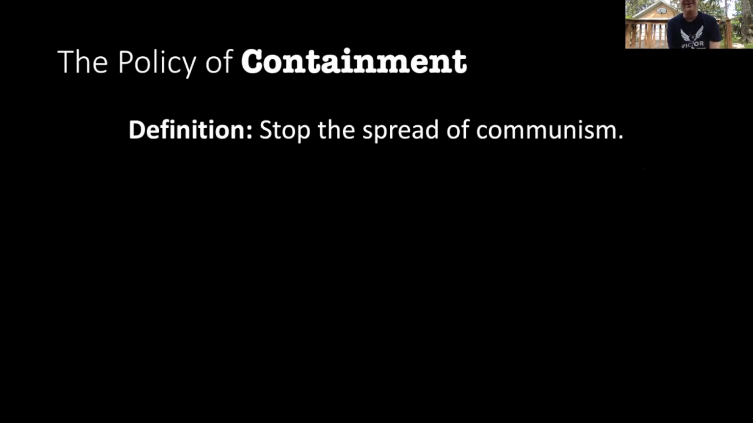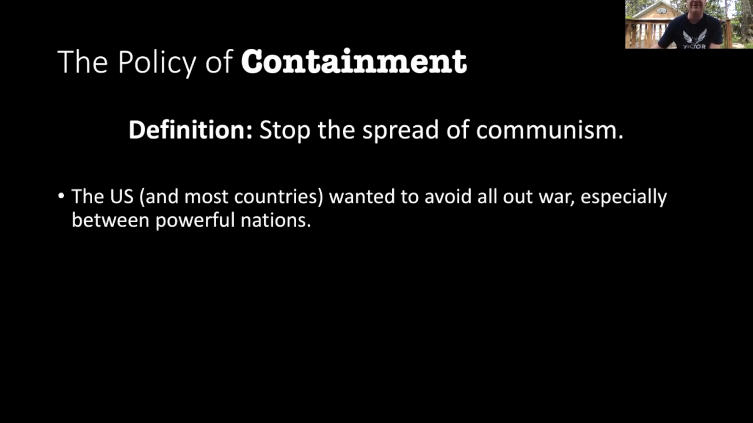Anyway, the policy of containment was we did not want communism to spread. And just about everything we do during the Cold War has to do with containment. So this is the one thing, if you guys remember anything from the Cold War, this is the one thing you've got to remember, because it just kind of dictates everything else.